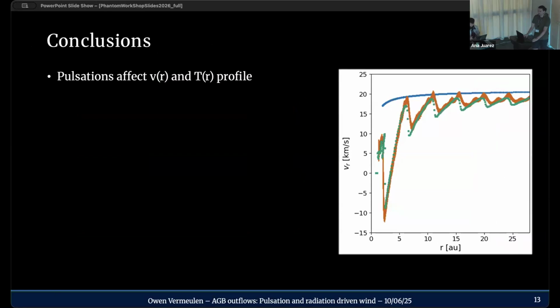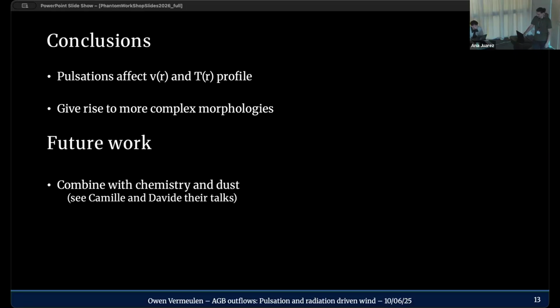So that already brings me to my conclusions. Well, I don't really have conclusions because I have mainly been implementing this rather than actually analyzing the models. But what we can conclude already is that pulsation strongly affects mainly the velocity and the temperature profiles of our simulations, and that we have a nice agreement with grid-based codes. And that this can also give rise to more complex morphologies.